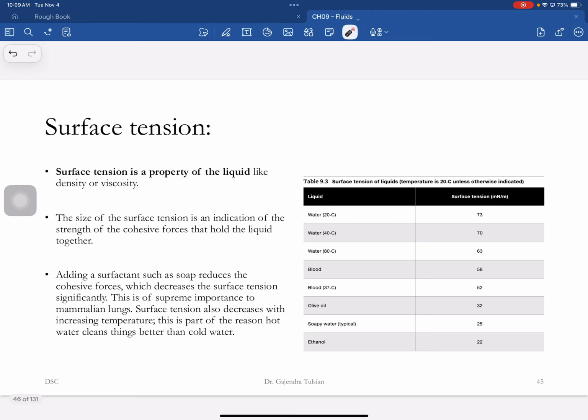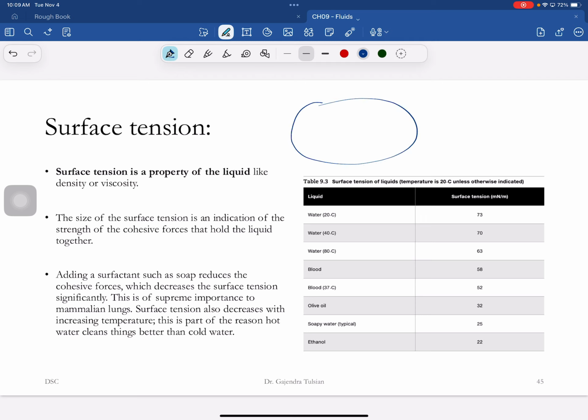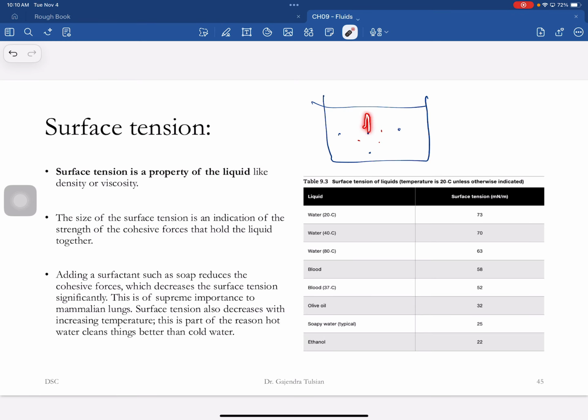Here are surface tensions. So for water at 20 degrees, the surface tension is that. Soapy water is 25. Soap is a surfactant. What that does is, if you put soap in water, so here are water molecules. And now if you put soap molecules in water, soap reduces the force between water molecules, and that's how it reduces the surface tension.